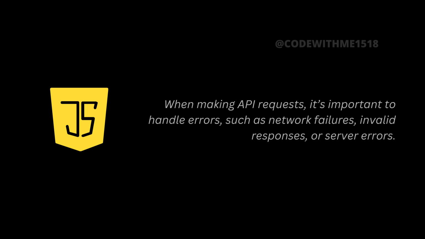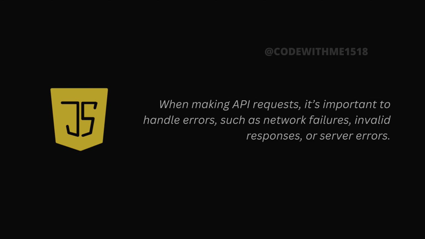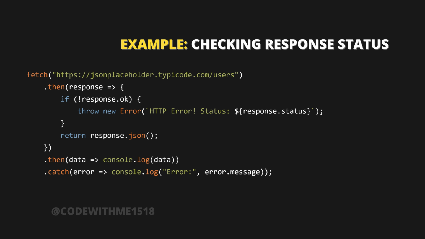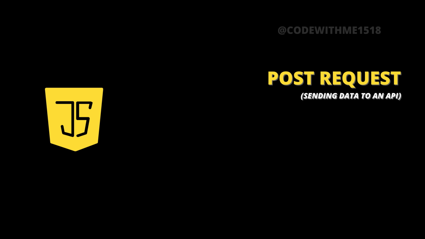Handling API responses and errors. When making API requests, it's important to handle errors such as network failures, invalid responses, or server errors. Example: checking response status. Fetch jsonplaceholder.typicode.com/users, then response => if not response.ok, throw new Error, HTTP error, status response.status, return response.json(). Then data => console.log(data), catch error => console.log(error.message). Here, we check if response.ok is false, which means there was an error, like 404 or 500, and we throw a custom error message.